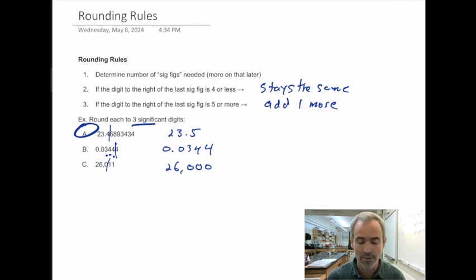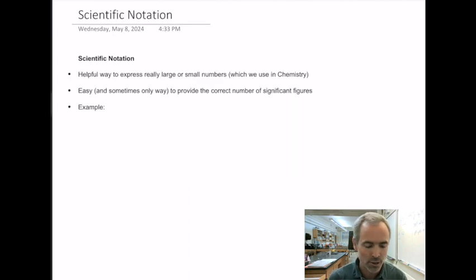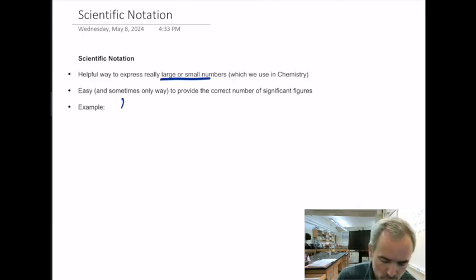So I can't round this to 3 sig figs using regular notation, but I can using what is referred to as scientific notation. So scientific notation is super helpful, okay? Sometimes it's the only way you're going to round it to the right number of sig figs. And it's also helpful, as I mentioned here, for expressing really large or small numbers, which I'll give you a couple examples here in a minute. But let's deal with our 26,000, for example.